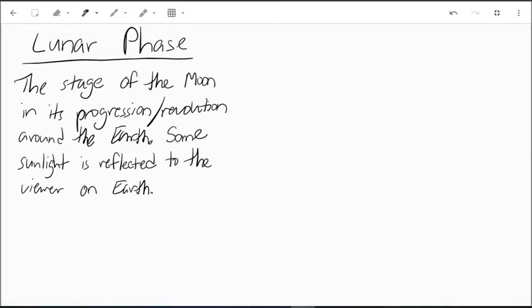How do you know if it's waxing or waning? You look on the right edge of the moon. If that right edge of the moon is in daylight, in sunlight, then it's waxing. If that right edge of the moon is in nighttime, it's waning.